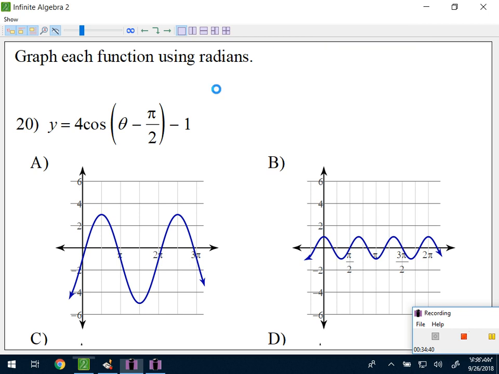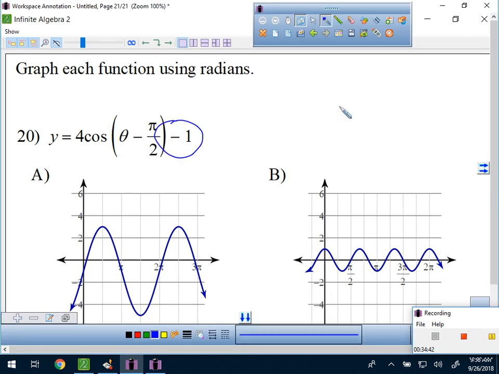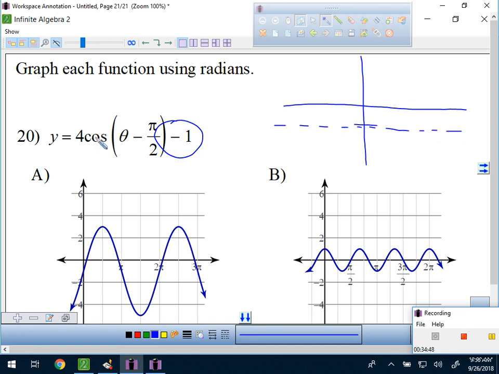All right, so when I see this graph, my middle is at -1, so I know that I'm going to have a midline at -1. So there's my midline. It's got an amp of 4, so I'm going to go up 4. 1, 2, 3, 4, so there's my max. And 1, 2, 3, 4, so there's my min down there.